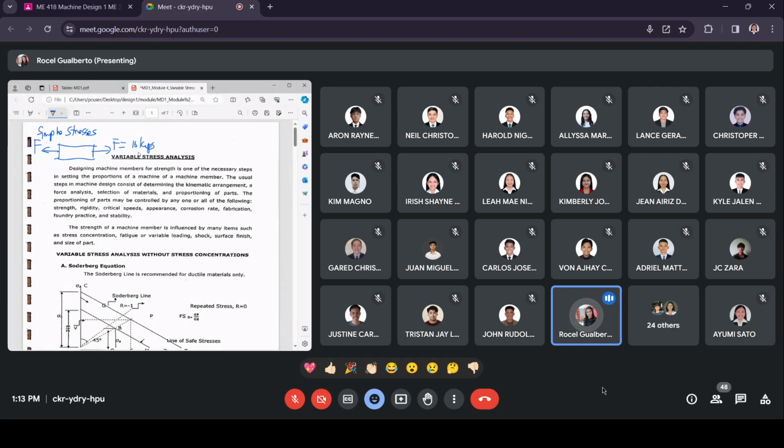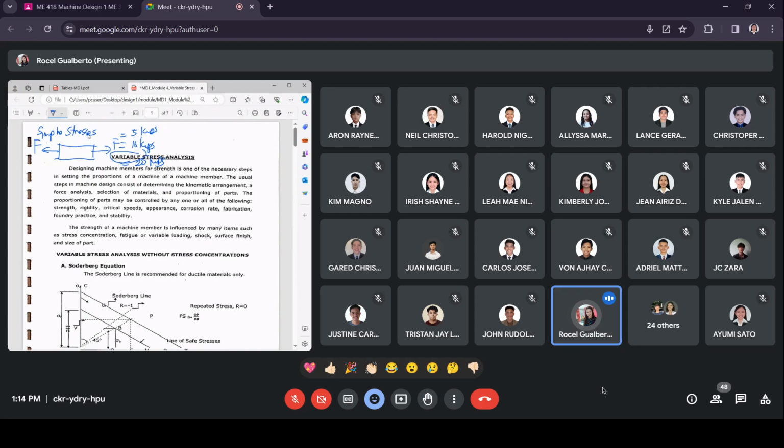But here we'll have variable stress, meaning the load that we apply to the member would be varying. It can be 10, it can be 5, or say equal to 20. So the load is repeatedly applied to the member. So how do we design these members under variable stress?